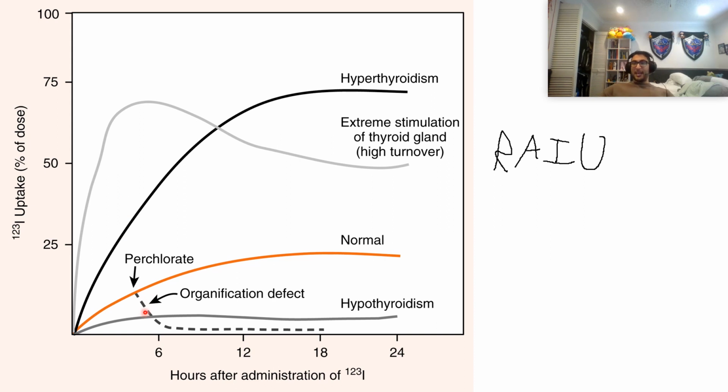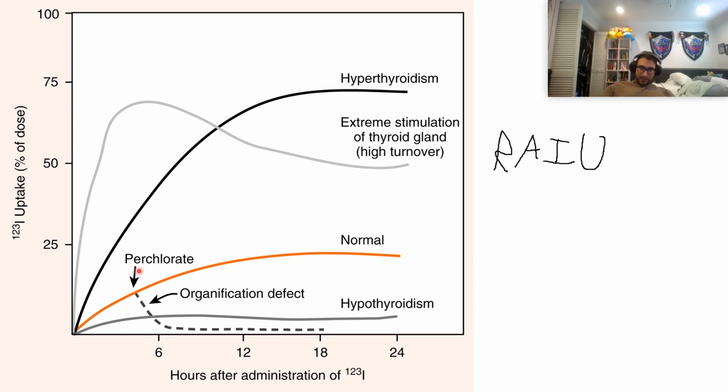In an organification defect, note that at first there's going to be uptake, right? So the iodine is going to be taken up, but it's not actually going to be added to tyrosine when it's making the thyroglobulin thyroid hormone complex. That's just not going to happen if there's an organification defect. So what happens is the iodide will be released back out of the gland because it's just not being used. All right. So that's what this graph represents.